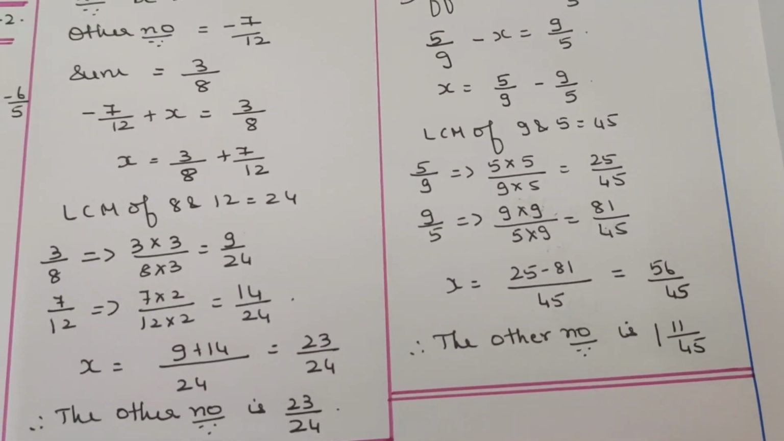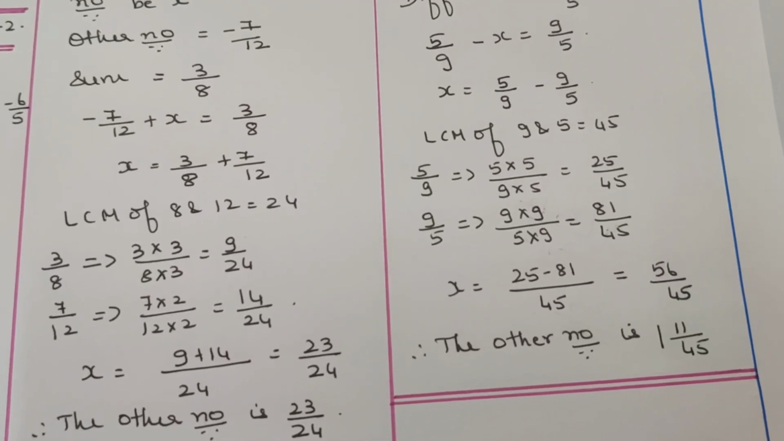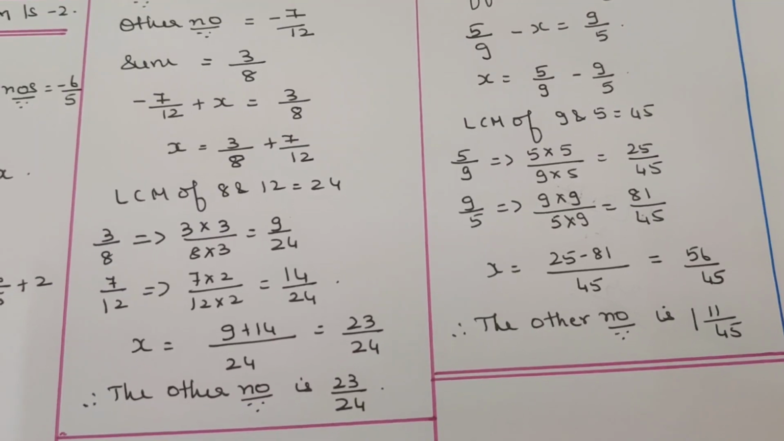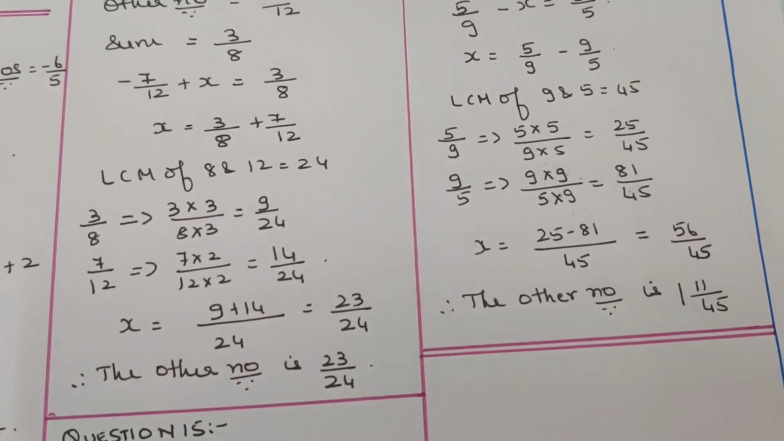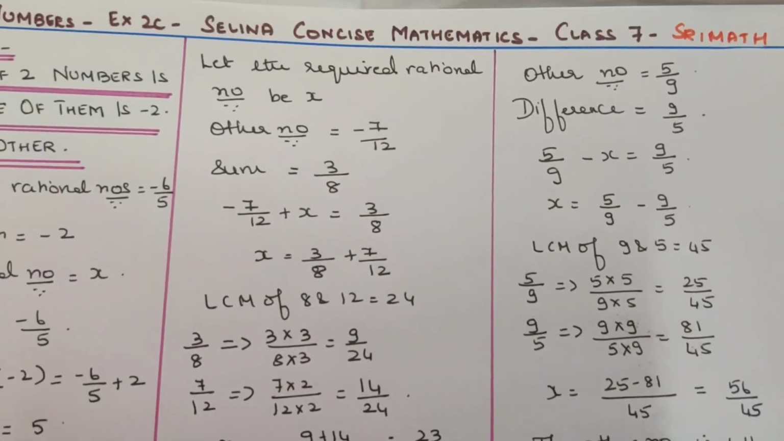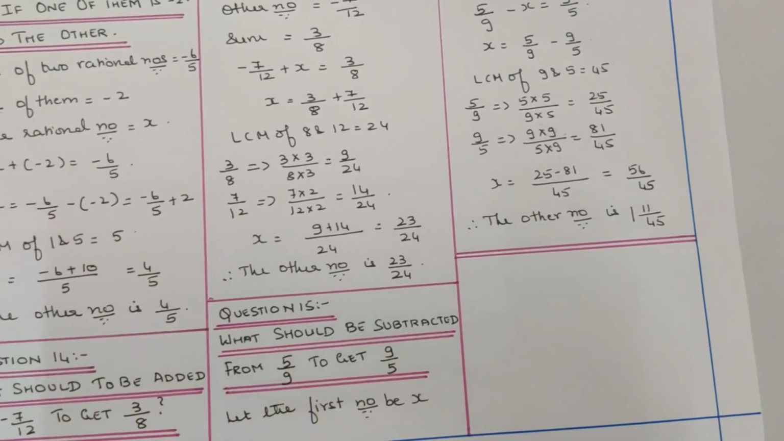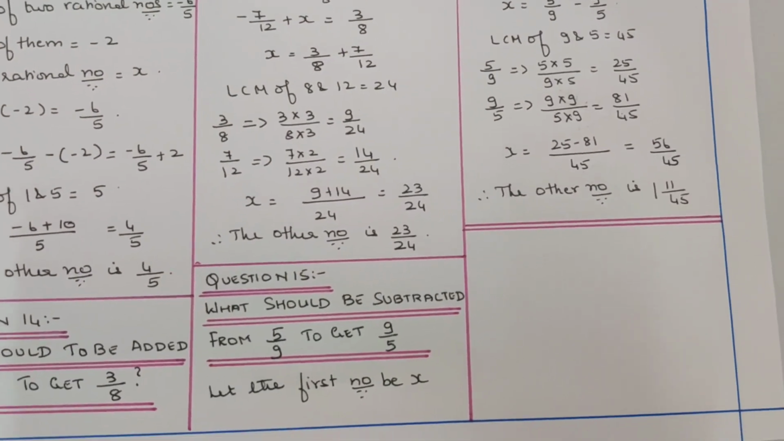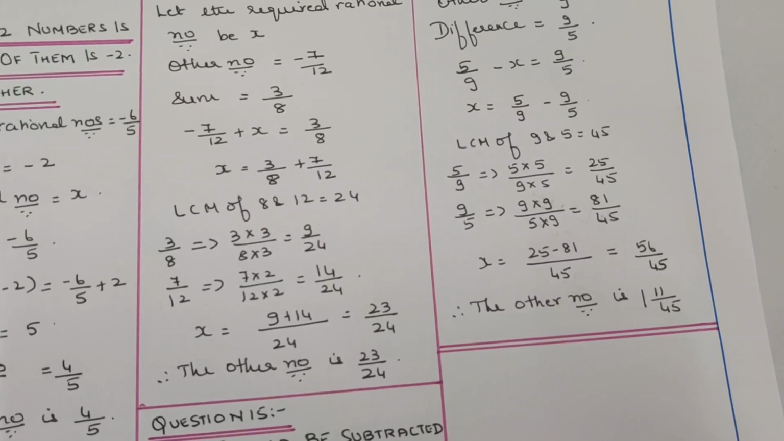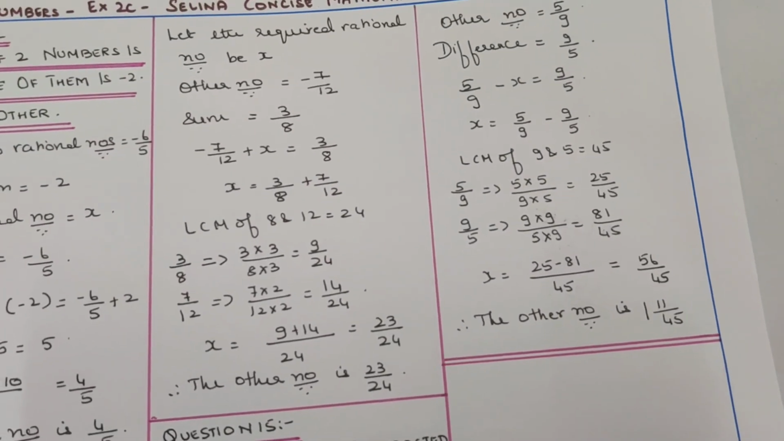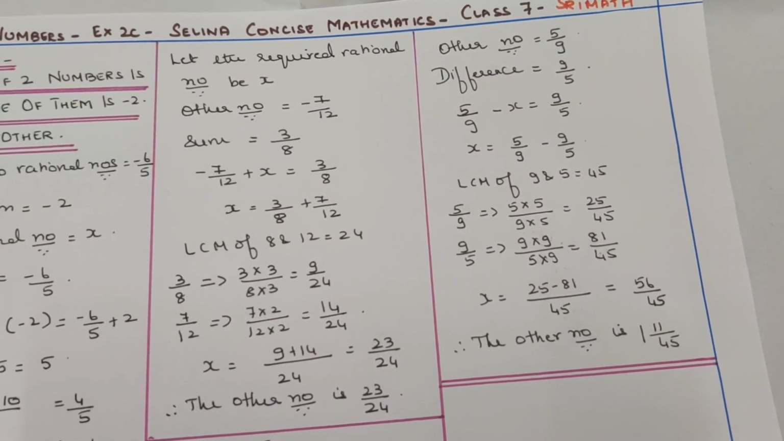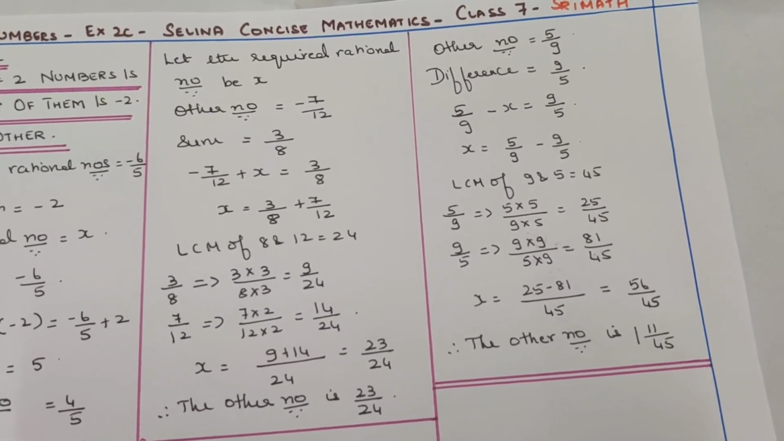It becomes minus 56 by 45. And the answer should be minus 111 by 45. Okay, that's a negative sign there, so please ensure there is a negative sign. I missed the negative sign, sorry about it. It is minus 111 by 45.